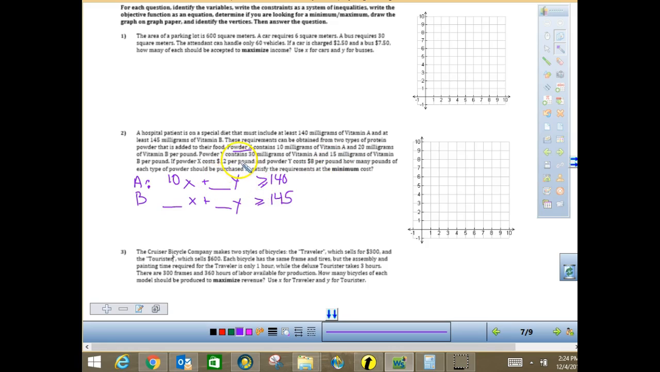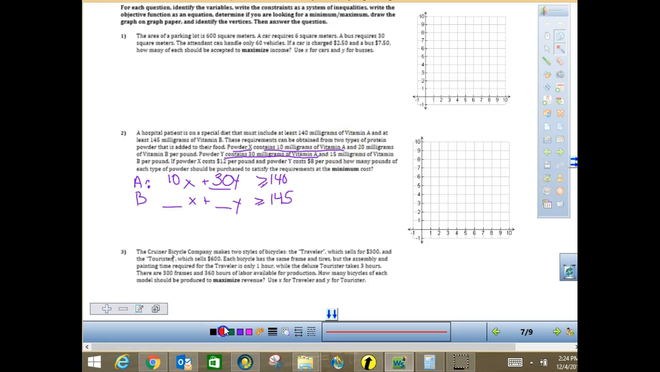Okay, so go to where it says Y and for vitamin A. So when we look at this, X has 10 in vitamin A, and down here Y has 30 in vitamin A. This has to be a 30. Does that make sense? That's vitamin A, right? It says it right behind it. It says in powder X, there's 10 milligrams of vitamin A.